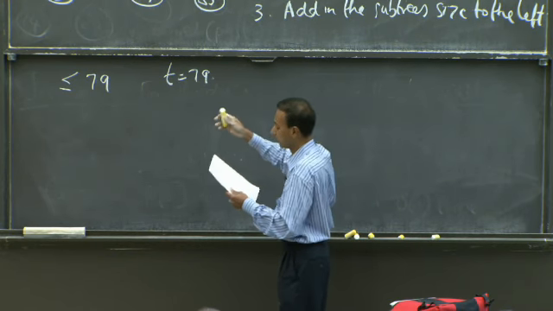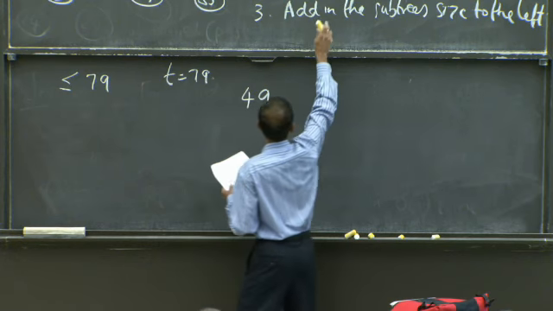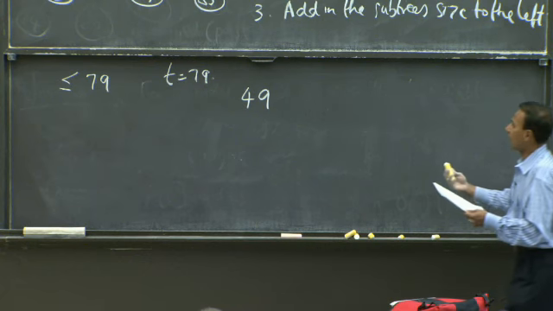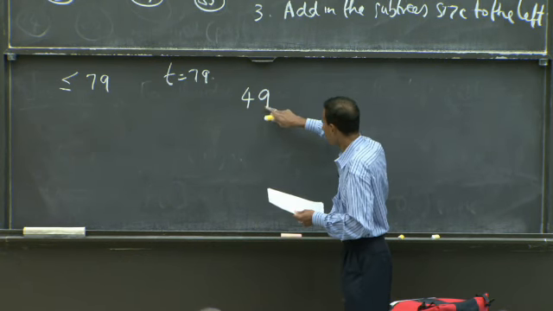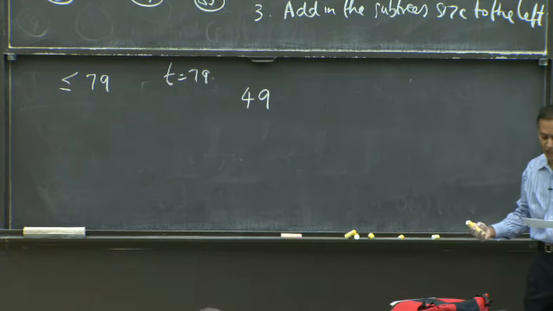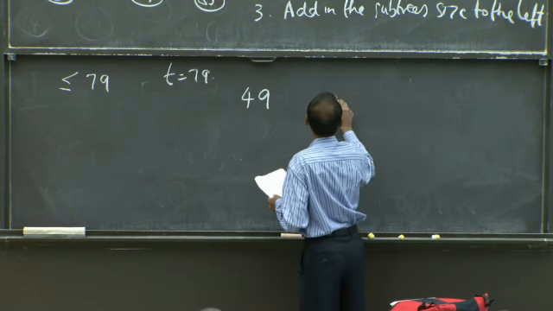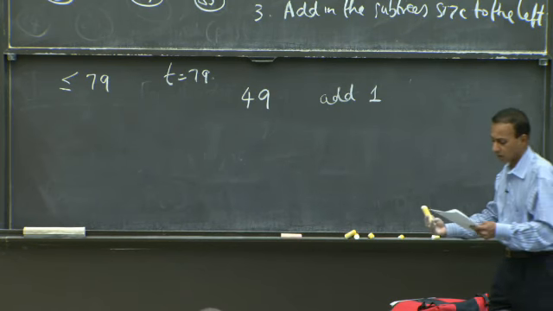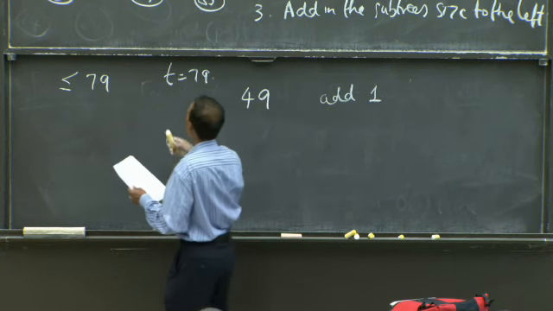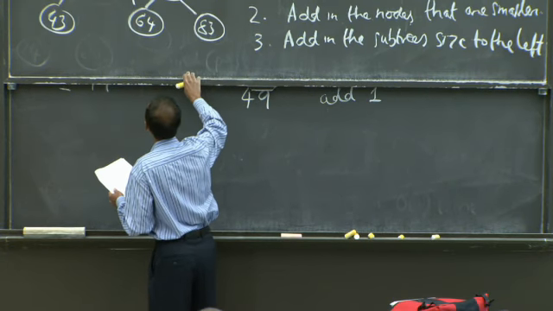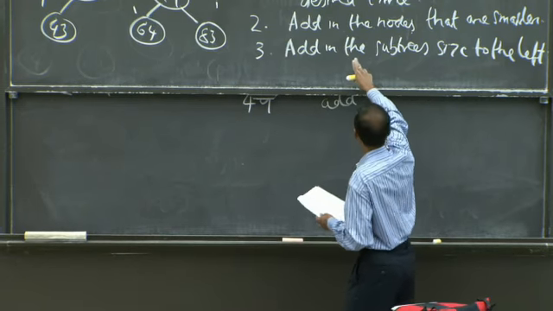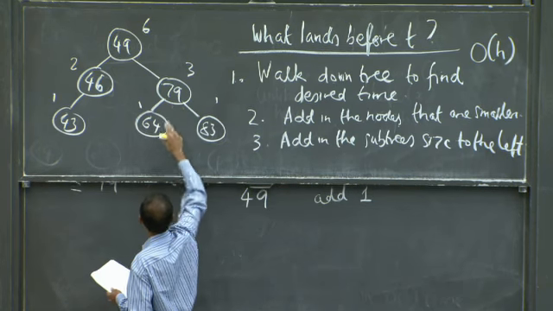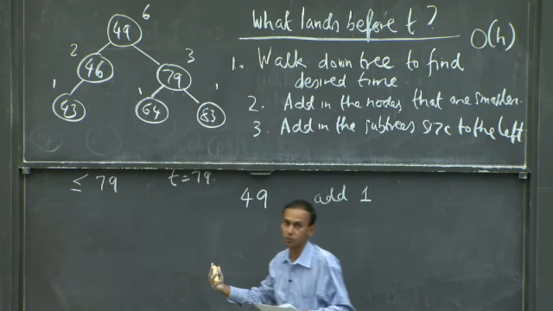I'm going to walk down. I'm going to look at 49. 49 is clearly less than 79, so I'm going to add 1. And that's this check over here. I move on, and what I need to do now is move to the right, because 79 is greater than 49. That's how my search would work.